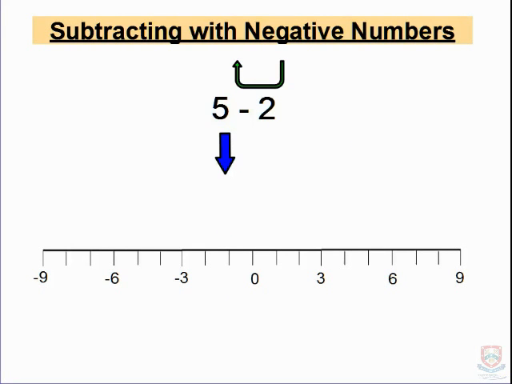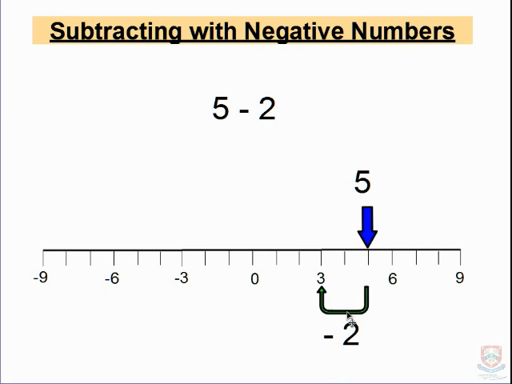Looking at our final skill, we're going to be subtracting with negative numbers. Now we've already seen that if we subtract a number, we're going to be moving to the left of our scale because the number is getting smaller, moving either towards 0 or going further below 0. So if we start with the number 5 and we want to subtract 2, we're going to move 2 spaces to the left. 1, 2, giving us an answer of 3.